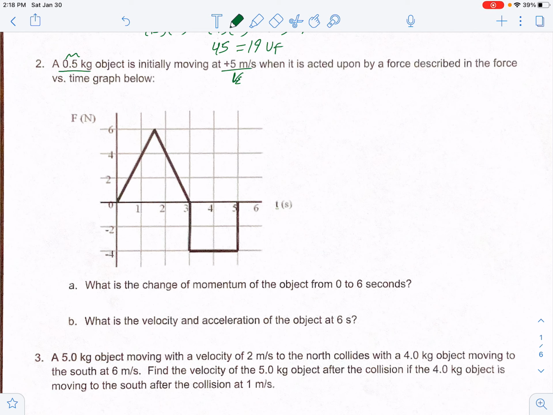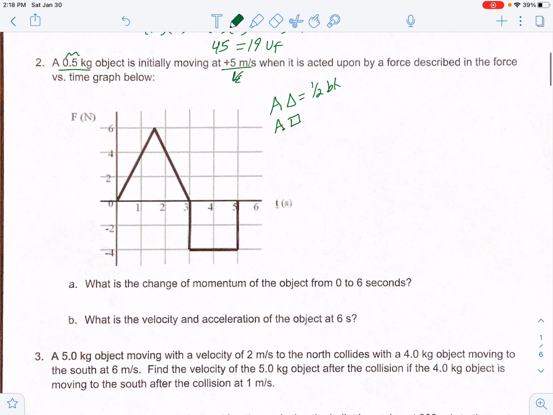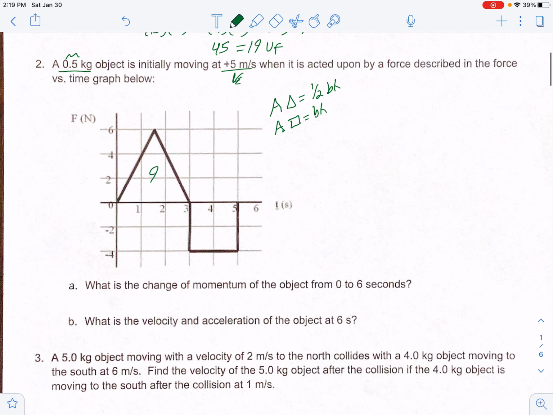So remember, the area of a triangle is 1/2 base times height, and the area of a square or rectangle is just base times height. Okay, so I have a triangle that has a base of 3 and a height of 6. So 3 times 6 is 18. Half of that is 9. And I have a square from 3 to 5, so a base of 2 and a height of -4. So this is going to be -8.